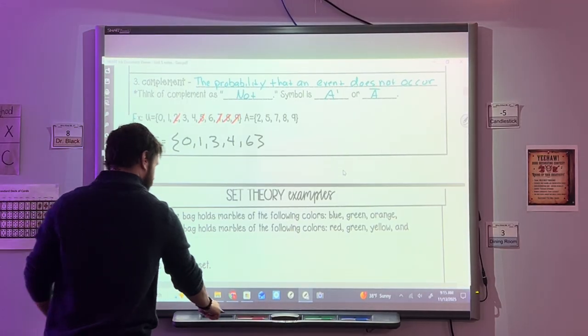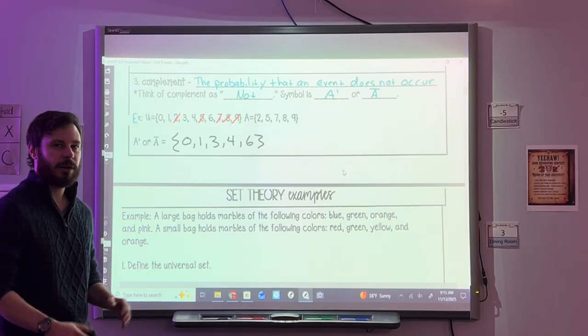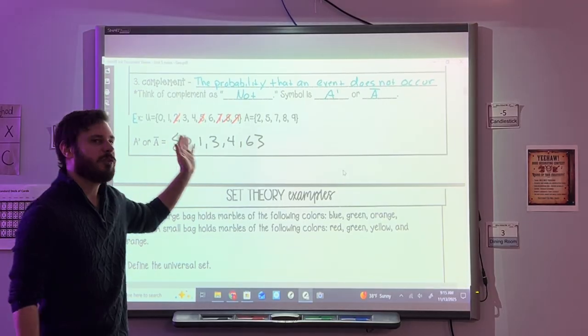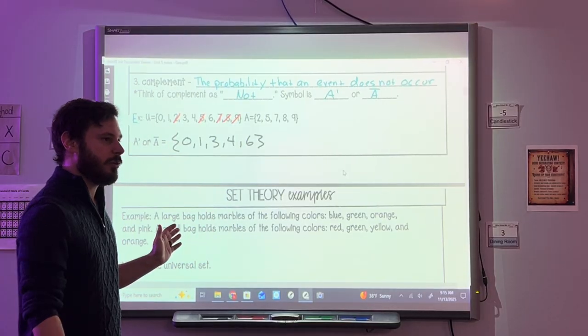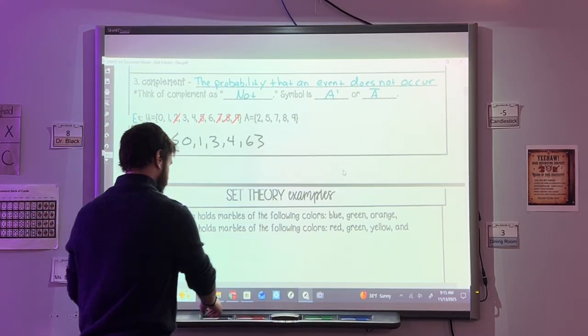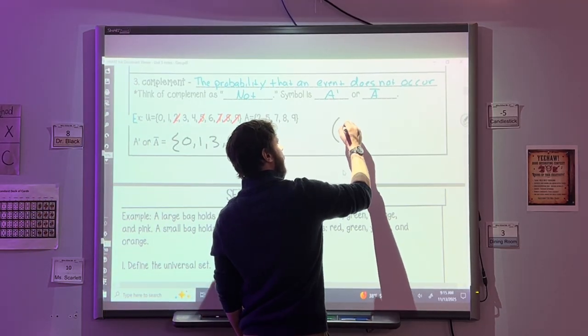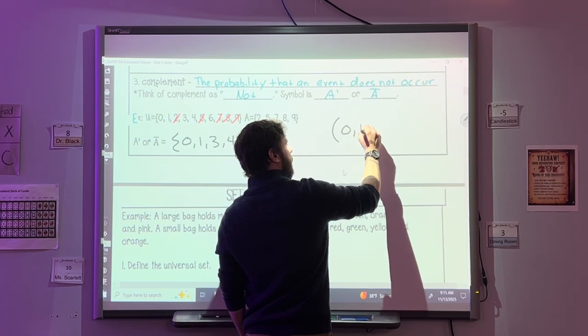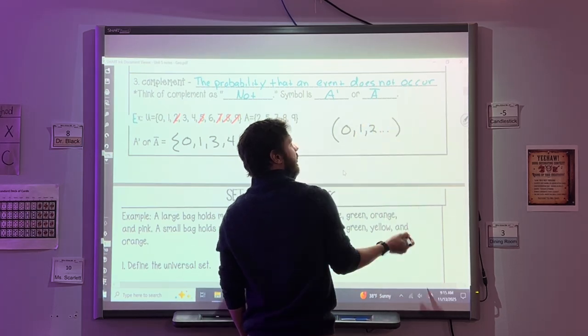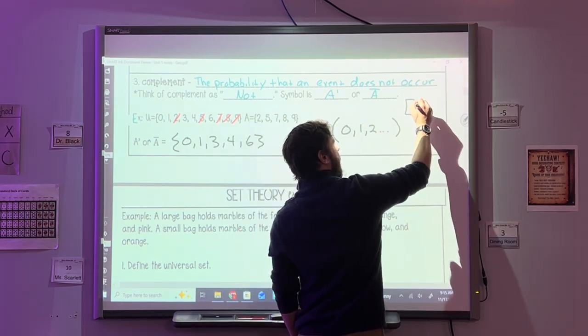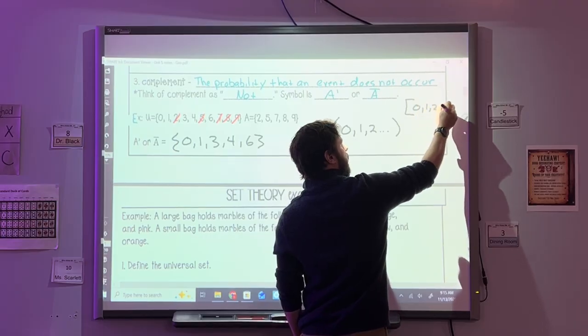And when we talk about sets in set theory, you might see these squigglies. They're just brackets. You can use a lot of different kinds. You can use this, 1, 2 example. You can use hard brackets like that.